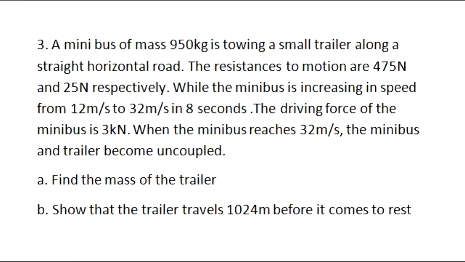The third question. A minibus of mass 950 kg is towing a small trailer along a straight horizontal road. The resistances to motion are 475 Newton and 25 Newton respectively. While the minibus is increasing in speed from 12 meters per second to 32 meters per second in 8 seconds, the driving force of the minibus is 3 kilonewton. When the minibus reaches 32 meters per second, the minibus and trailer become uncoupled. A. Find the mass of the trailer. B. Show that the trailer travels 1024 meters before it comes to rest.